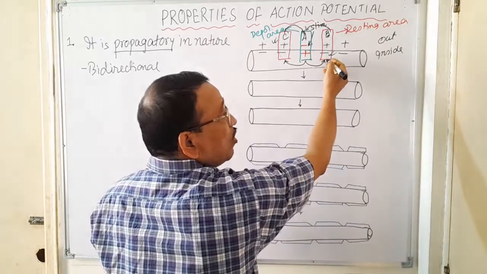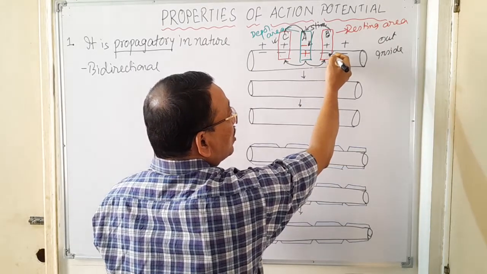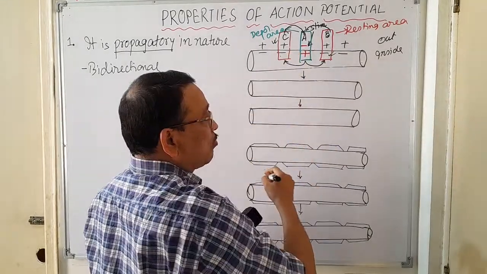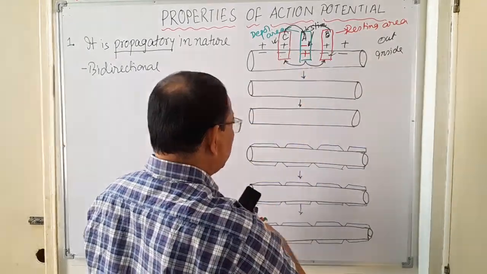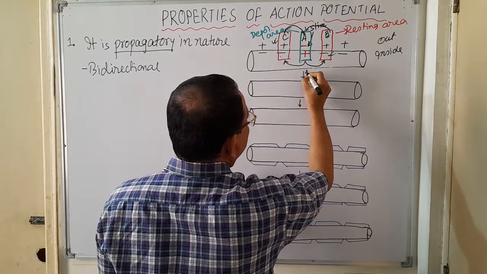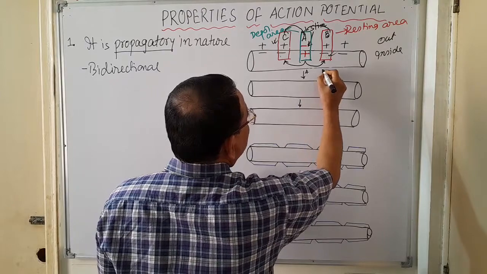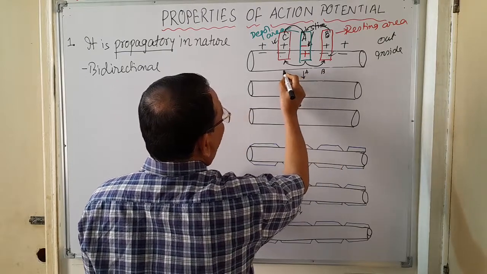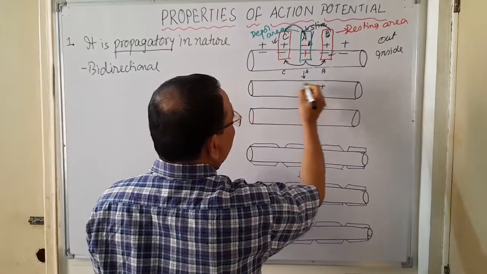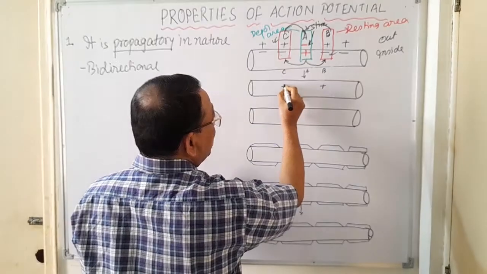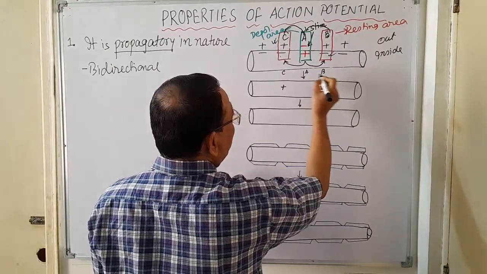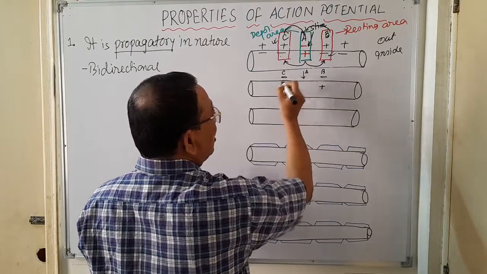As the voltage gated sodium channels are opened at point B or C, what happens? This area will now be depolarized, so the inside will be electropositive, and here also the inside will be electropositive. So here you can see this is point A, this is point B, and this is point C. Inside will be electropositive at B, and at point C also the inside will be electropositive. Outside of B will be electronegative.